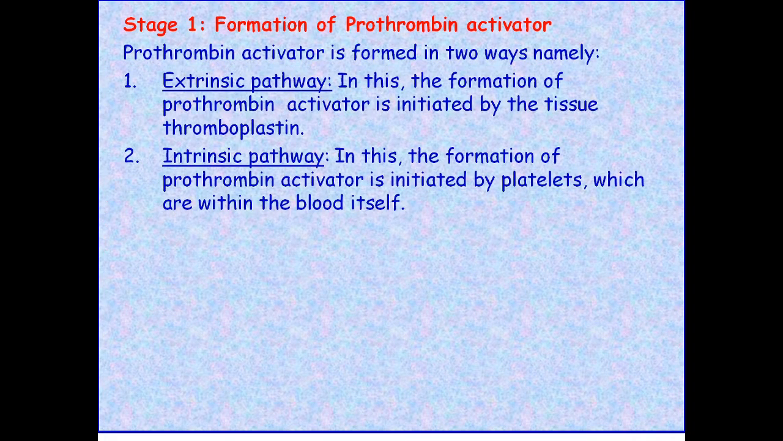Blood coagulation occurs in two ways: one is the extrinsic pathway and the other is the intrinsic pathway. In both pathways, the second and third steps remain the same, but the first step, the formation of the prothrombin activator, is different. In the extrinsic pathway, the formation of prothrombin activator is initiated by tissue thromboplastin. In the intrinsic pathway, it is initiated by platelets which are within the blood itself.